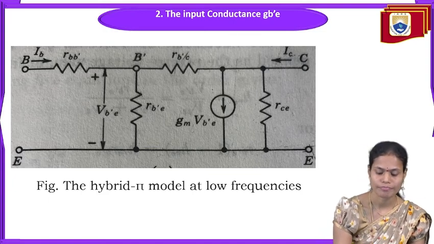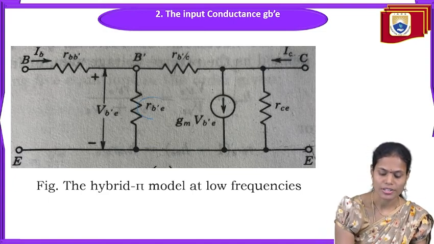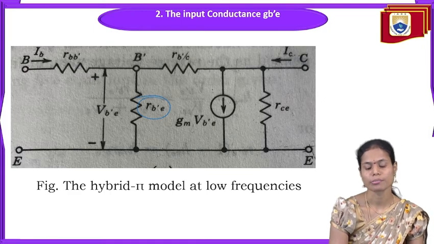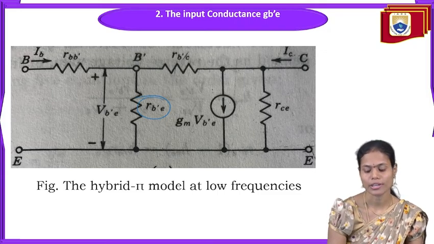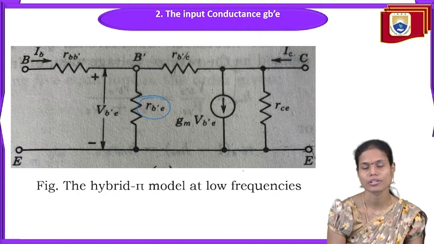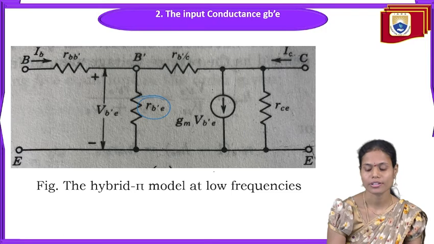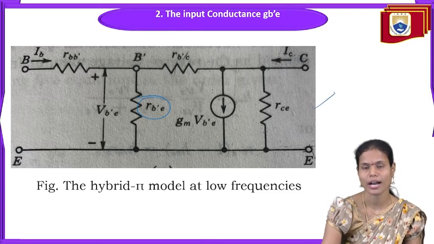So from the RB'E we are able to find the GB'E. Why? Because the reciprocal of RB'E will give the GB'E. For that, again we are taking the hybrid pi model at low frequencies. At low frequencies some parameters are neglected, some capacitors are also neglected. So after removing all those capacitors we will get the hybrid pi model equivalent circuit.